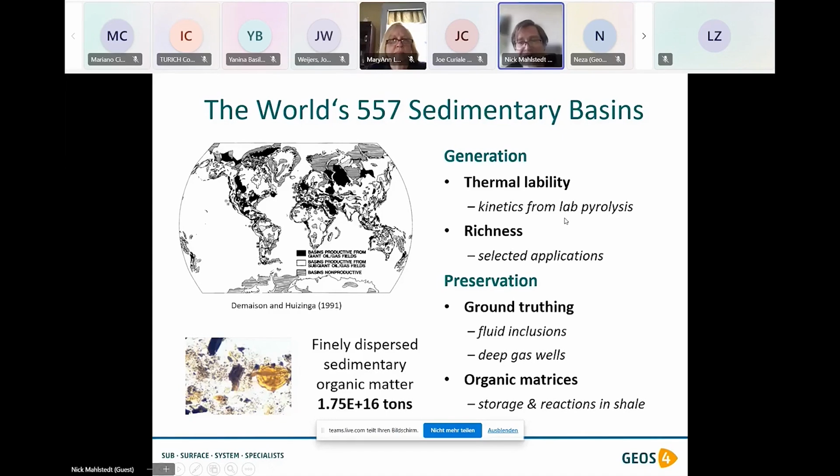Today, because it's a topic, I will also touch upon a little bit on the preservation topic of hydrogen and do a little bit of ground truthing, meaning I try to discuss if this potentially generated hydrogen is actually found in the deep subsurface or not, and what might be the reason where this has vanished to.